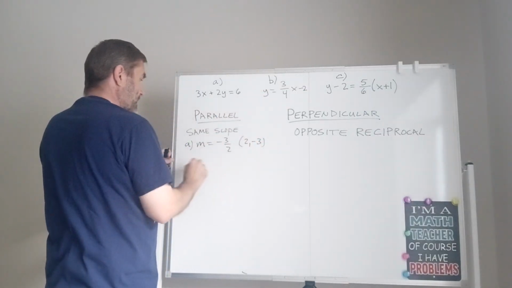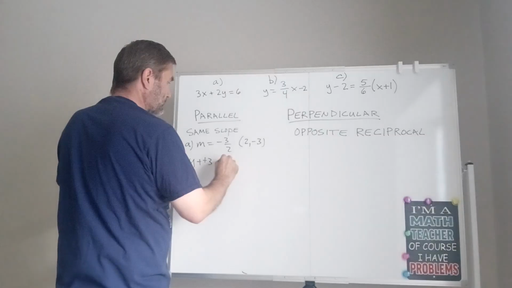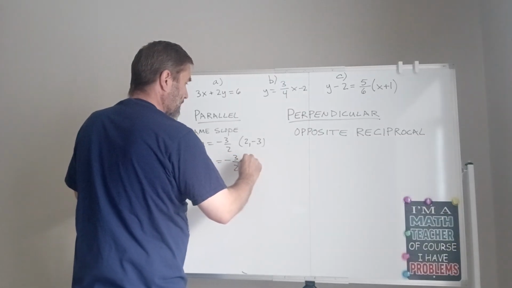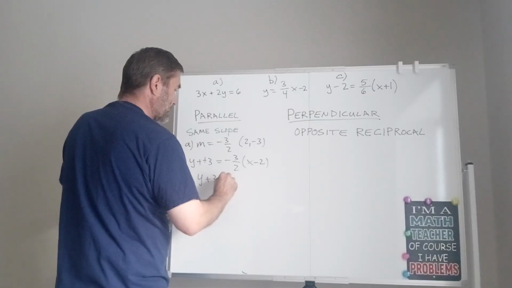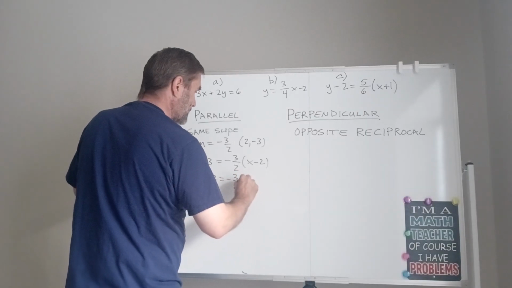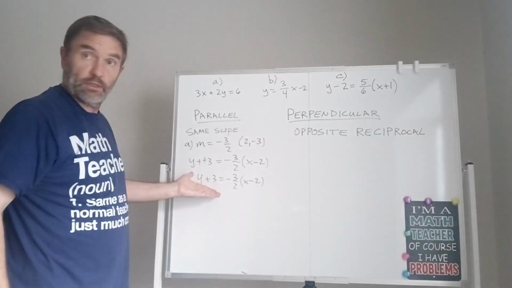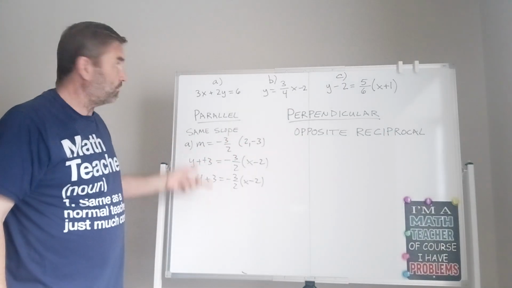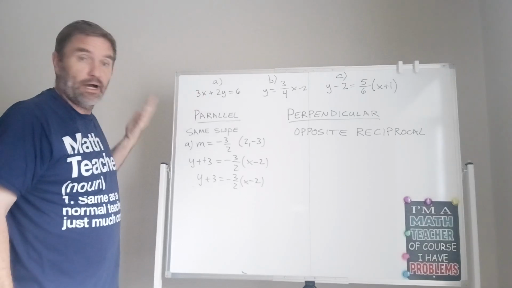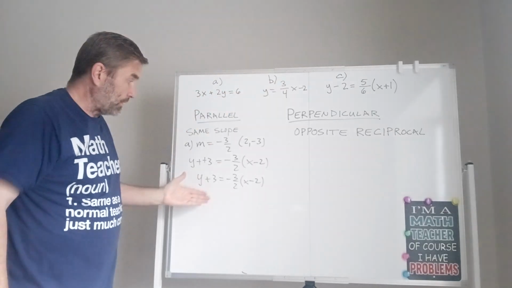Well, you go right up there, you go y minus 3, which is really y plus 3, equals your slope m times x minus 2. So then we rewrite that as y plus 3 equals negative 3 halves times x minus 2. And now we have the parallel line that goes to the point 2, negative 3 in point slope form to this line. Now, what if they don't want it in point slope form? Well, now we have a little work to do.